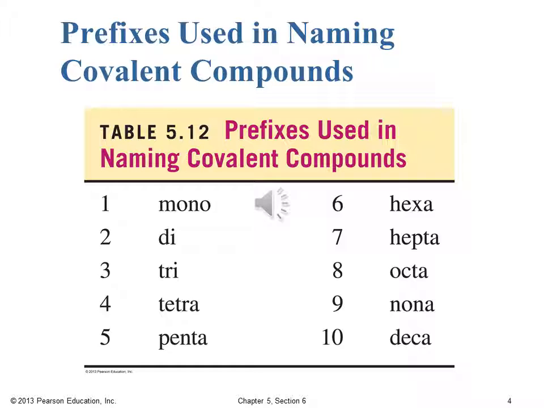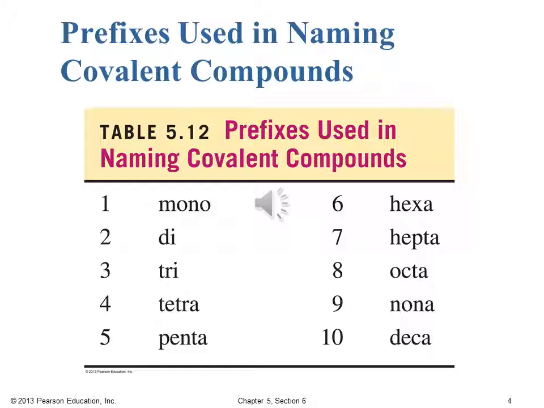Here in table 5.12, we have prefixes used in naming covalent compounds. We tend to go from 1 to 10. That tends to be where our course is. If you go higher in chemistry courses, you will likely see 11 undeca and 12 duodeca and so on and so forth. But for us, we tend to keep it from 1 to 10 here in Chem 141. So there they are. Hopefully you're familiar with them, and you'll see they're mainly Greek prefixes indicating the number, but we use di instead of bi, for instance, for number 2, so be careful about that.